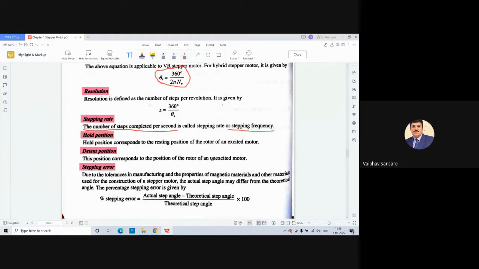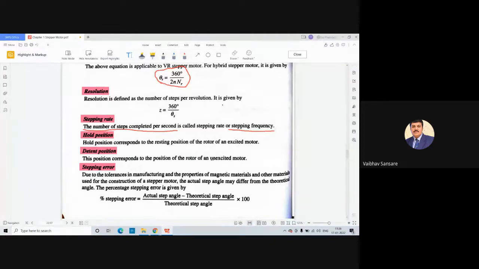During the unexcited condition, due to the detent torque which is present inside the motor, the rotor of a stepper motor remains stationary at one particular position due to the force of attraction between the stator pole and a rotor pole, or stator pole and rotor teeth. So this is actually related to detent torque. There are two different positions based upon whether the stepper motor is excited or unexcited.